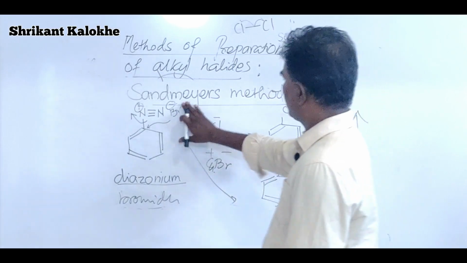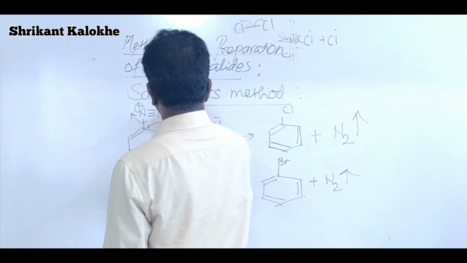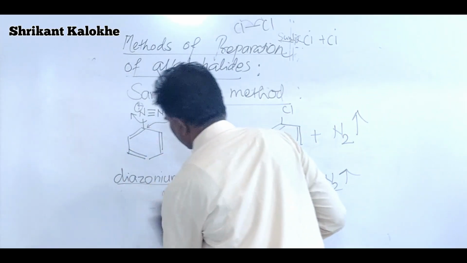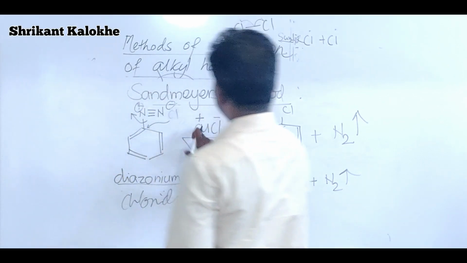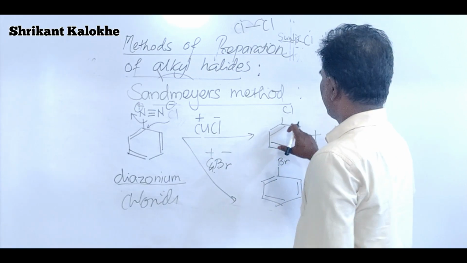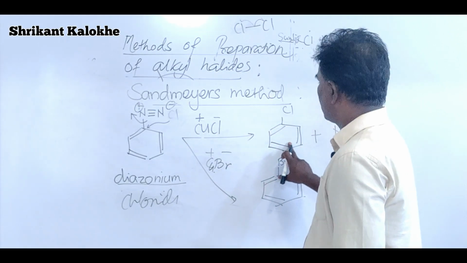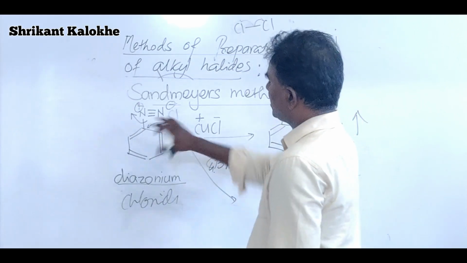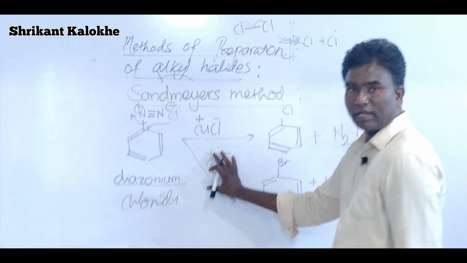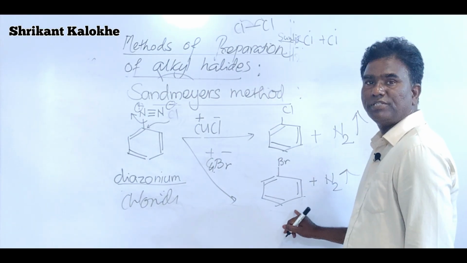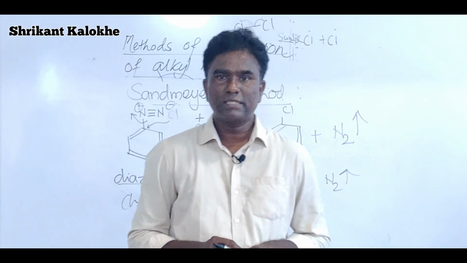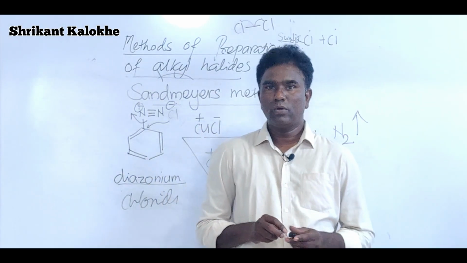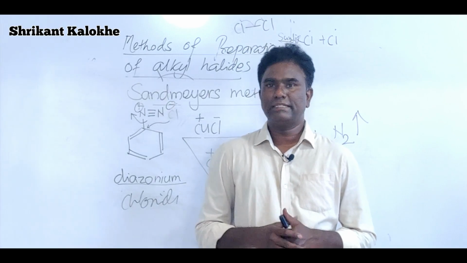In this case we have treated this diazonium chloride with CuCl, and we got chlorobenzene. When we treated diazonium bromide with CuBr, we got bromobenzene. In this way, these are the methods of preparation of haloarenes and haloalkanes. Thank you.